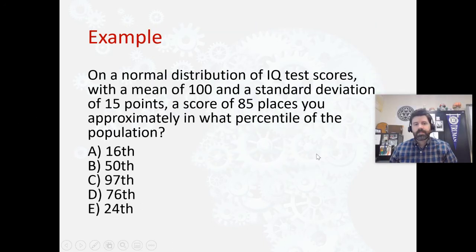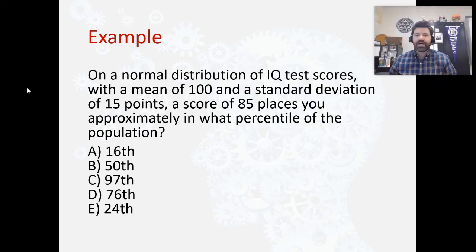Here's one for you. On a normal distribution of IQ scores with a mean being 100 and a standard deviation of 15, a score of 85 places you approximately in what percentile of the population?